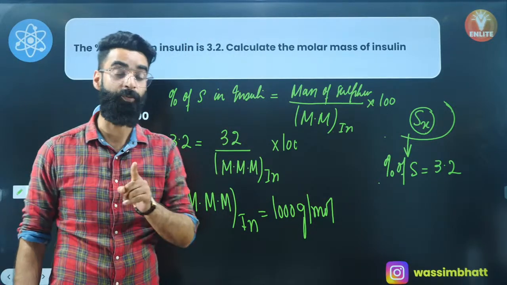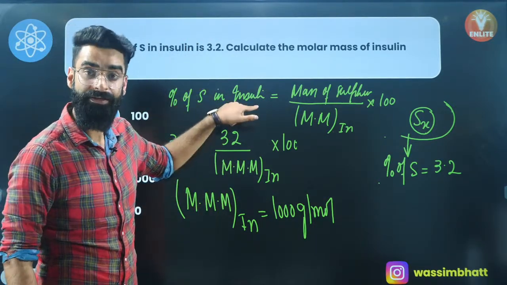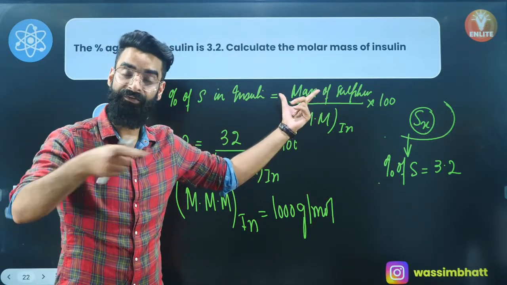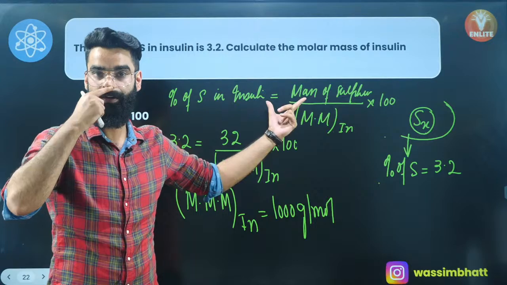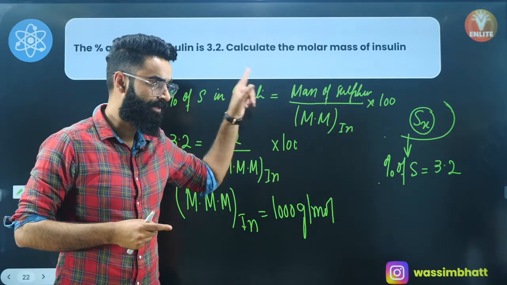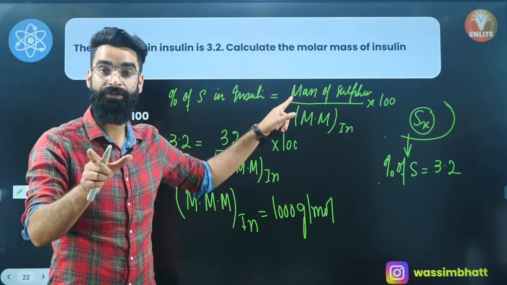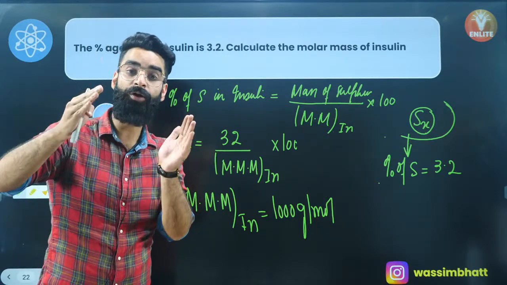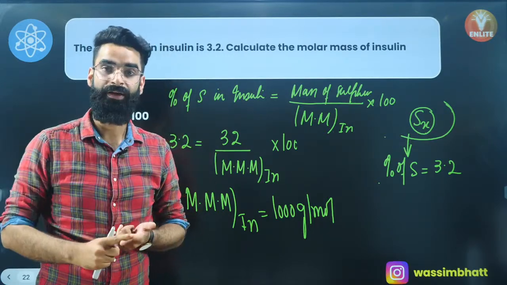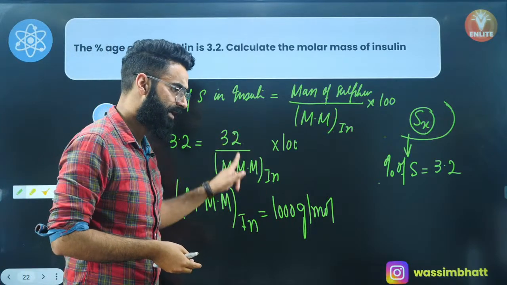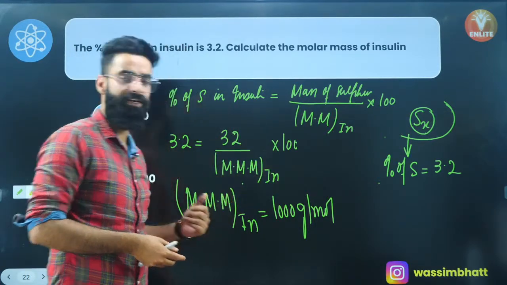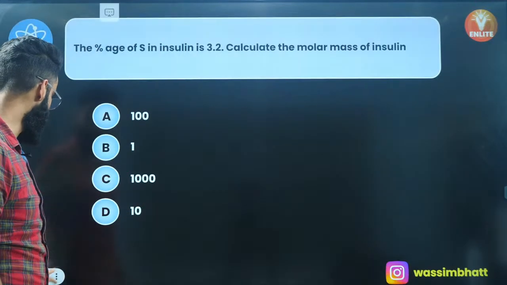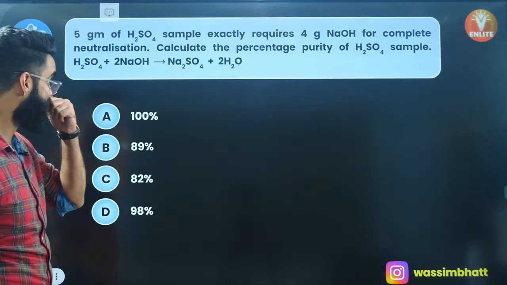Once again, I'm telling you, my dear people, percentage of an element in a compound is always equal to mass of the element in 1 mole of the compound divided by molar mass of the compound multiplied by 100. Since you need to calculate the minimum molar mass of insulin, I'll assume that in 1 mole of insulin, there'll be only 1 mole of sulfur. And 1 mole of sulfur has the mass of 32 divided by minimum molar mass multiplied by 100. It gives you the minimum molar mass of insulin as 1000 grams per mole. I'm sure you can easily solve this sort of equation from now onwards, right?